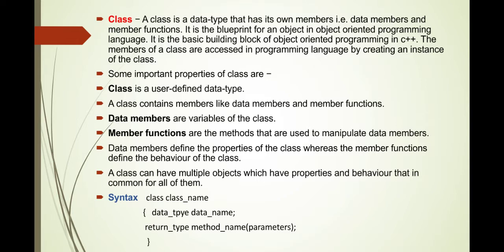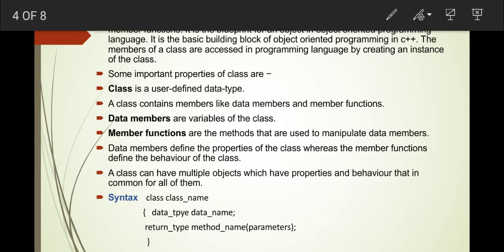Okay, some important properties of a class: a class is a user defined data type, right? And that class contains members like data members and member functions. Now the data members are the variables. Now see what the data member and the member function are. Whenever we create any class, very first we write the class keyword, then we write a class name.